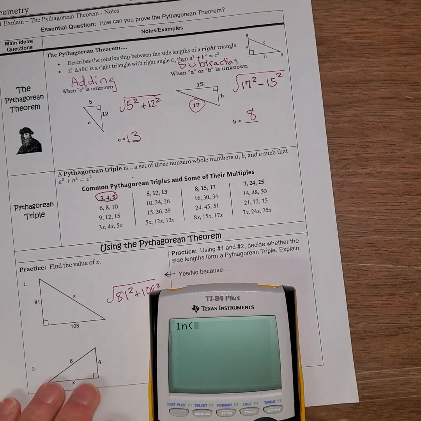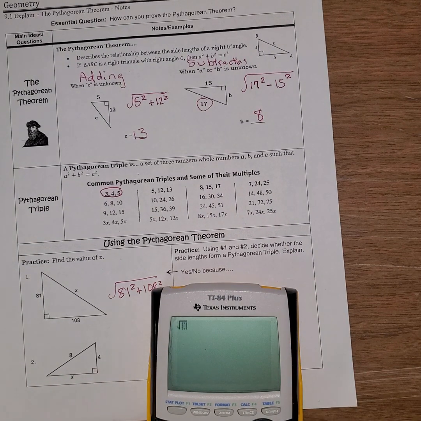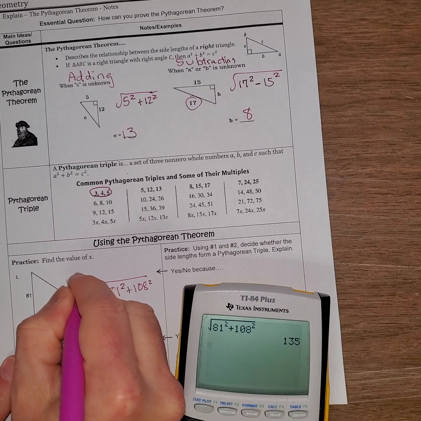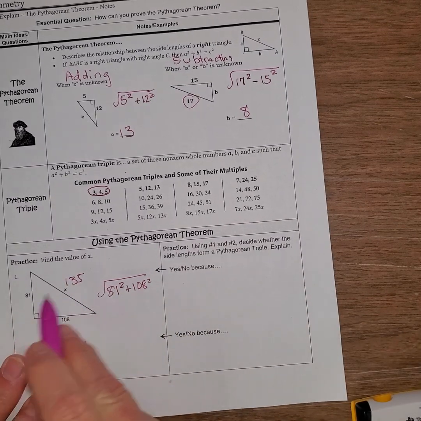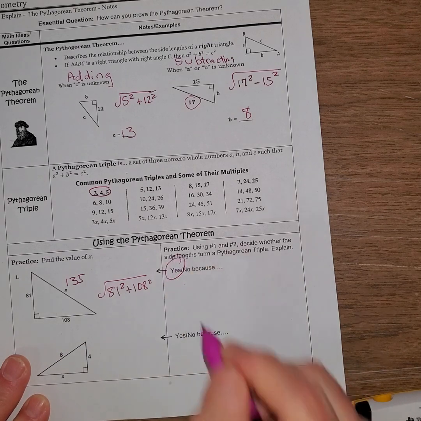Oh goodness. Get the, oops, clear. Let me see. 80, whoops, I messed up. 81 squared plus 108 squared, enter. It's 135. Okay, so x is 135. So did it make a Pythagorean triple? Yes, it did. These three numbers are whole numbers, yes. Okay.